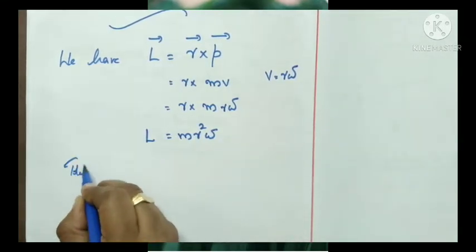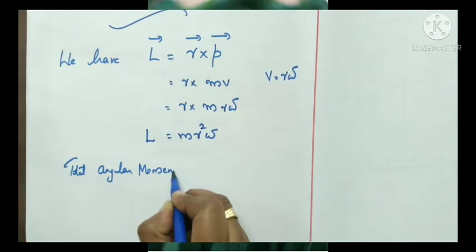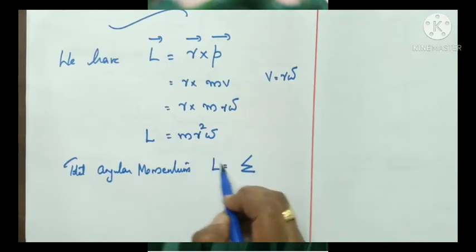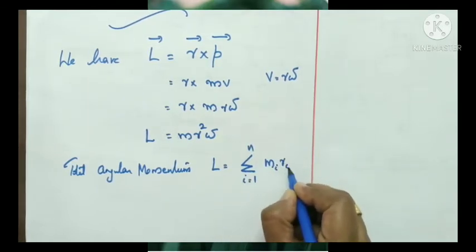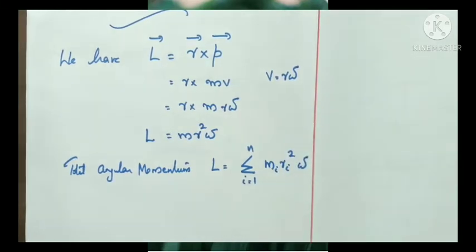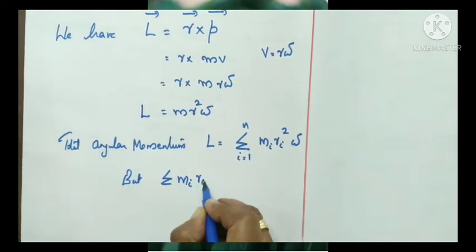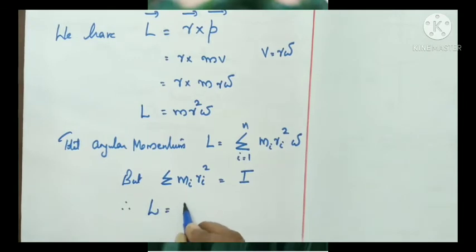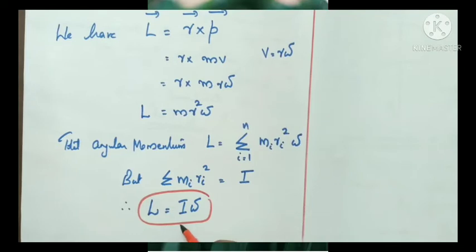So total angular momentum is L equal to, we can take the summation. This is the angular momentum of a single particle. For n number of particles we can take summation i equal to 1 to n mi ri square into omega. But we know sigma mi ri square, what is that called? Moment of inertia I. Therefore the total angular momentum L equal to I omega. So the relation between angular momentum and moment of inertia is L equal to I omega.